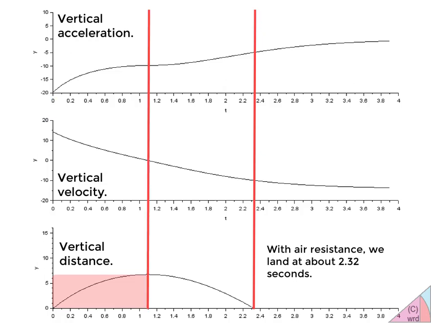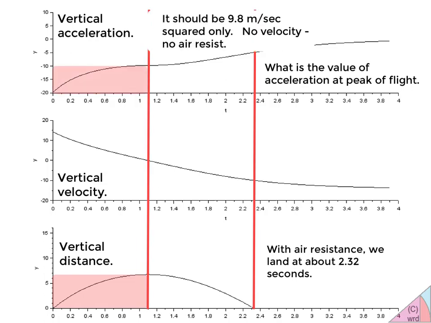Let's draw another line that corresponds roughly to the peak of flight. We look back at acceleration, the top graph. It is experiencing a flat patch at this moment. What is the value of acceleration here? 9.8 meters per second squared, because for the moment there is no vertical velocity and thus no air resistance. Look at our peak flight timeline versus the second trace. It confirms that the velocity at the peak is 0.